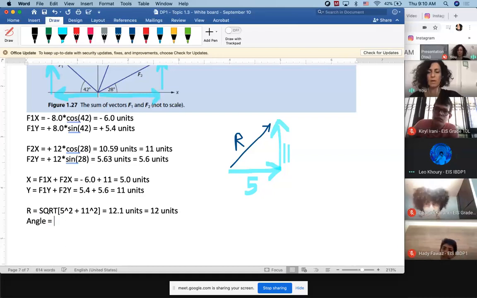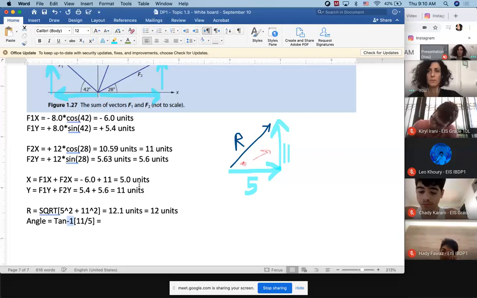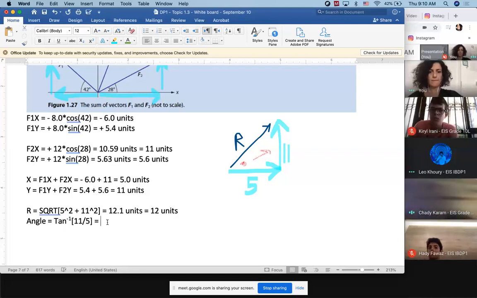And now for the angle, I'm gonna do tan to the -1 of opposite. So we're talking about this angle that is in here. Okay, so this is the opposite to it. So yes, help me out. Opposite is 11 over 5, right? Final answer. 65.5, I'm gonna round it to 66 degrees.